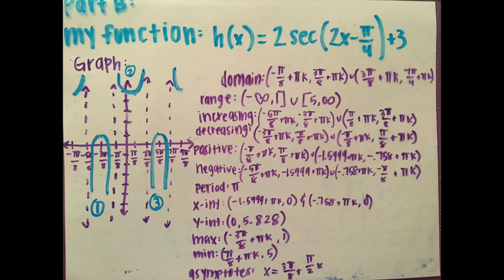And so now for my final part, I got the asymptotes. I got the asymptotes to be at x is equal to 3 pi over 8 plus pi over 2 k. The reason I'm adding pi over 2 is because in one period, there are two asymptotes that occur. So by splitting that period in half and adding that half of a period to every asymptote, it will account for all of them for every period.